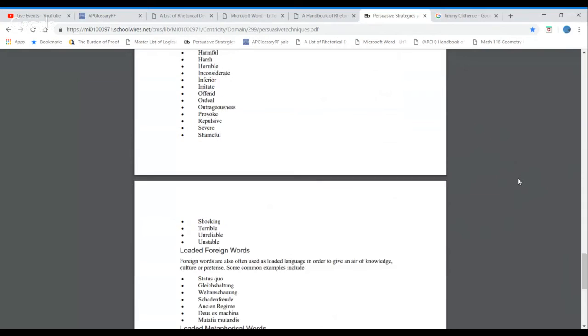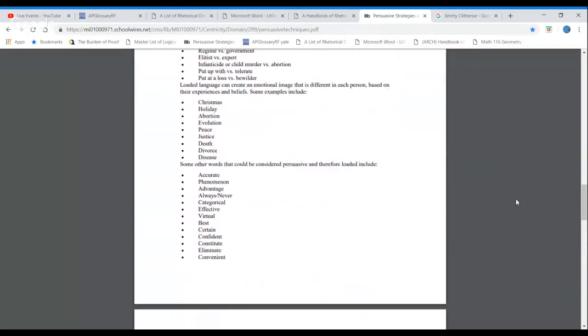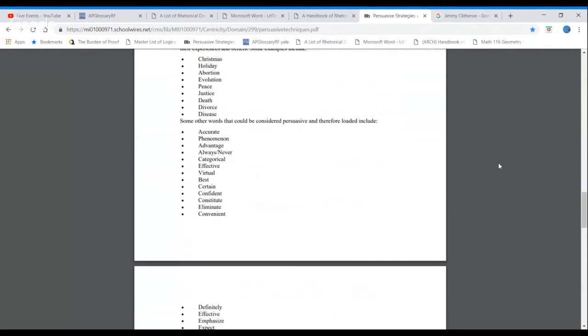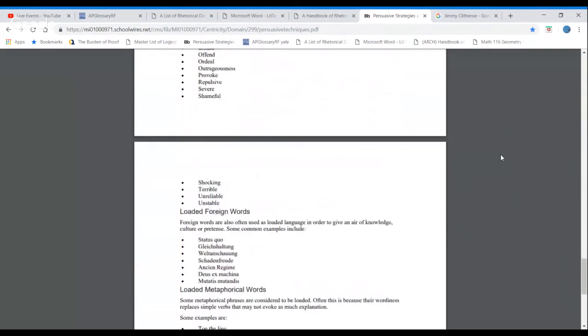Oh, shocking, terrible, unreliable, and unstable. A lot of words there, look, that can be considered persuasive and therefore loaded. There's quite a lot of words there, look.